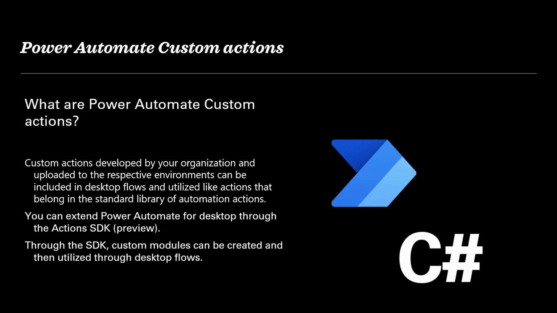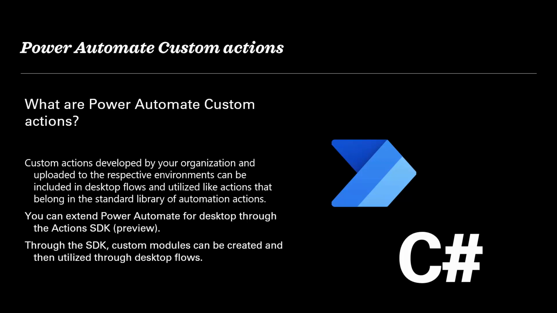That being said, Power Automate custom actions are developed by the organization so that they can meet a specific need, right? You can extend the Power Automate desktop functionality by creating custom actions. And to create custom actions, you need to use the Actions SDK. Through the SDK, you can create custom modules which can then be utilized in your desktop flows. So basically, the custom actions will empower your RPA developers. However, you need to be a pro developer and understand programming language.